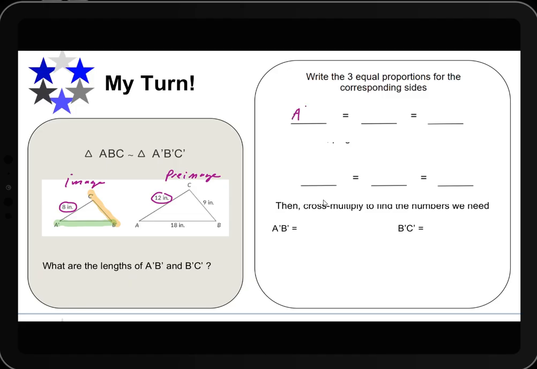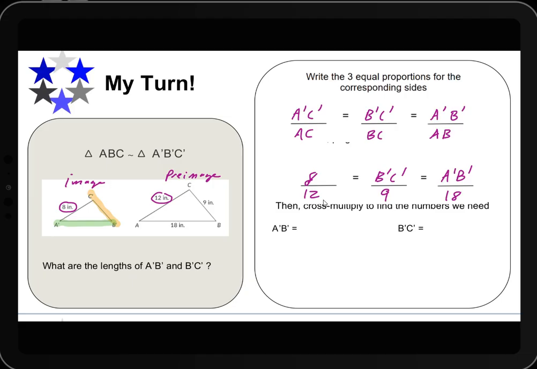We have A prime C prime over AC. We will have B prime C prime over BC, and we'll have A prime B prime over AB. We know A prime C prime is 8. We know that AC is 12. We actually do not have B prime C prime, but we do know that its corresponding side is 9, and we do not have A prime B prime, but we know its corresponding side is 18.